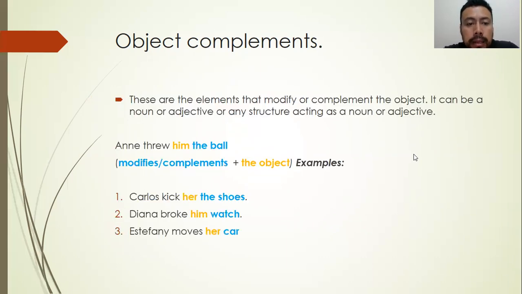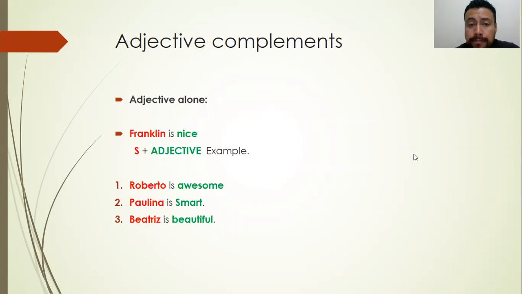Yes, this one is with the object. So, I threw him the ball, modifies the complement. In this case is a noun. So the modifier is the ball and the object is him. The examples are, Carlos hurt his shoes, Diana breaks him watch, Stephanie moves her car. So you can see the object is her, him, and her, and the complement or modifier are the shoes, watch, and car.